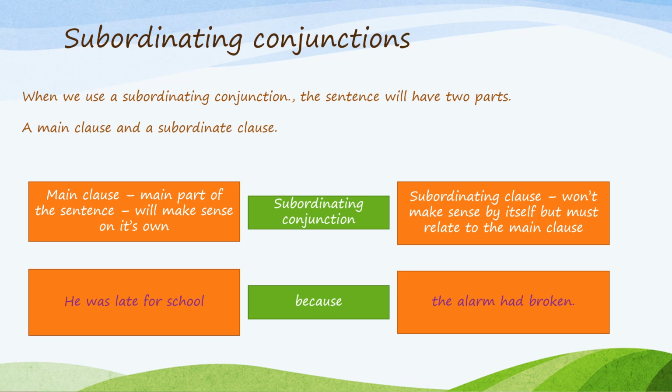So we want to take a simple sentence, like he was late for school, remove the full stop from the sentence, look at our word habit, what conjunction could we use, and then give some more detail that relates back to the main part of the sentence.